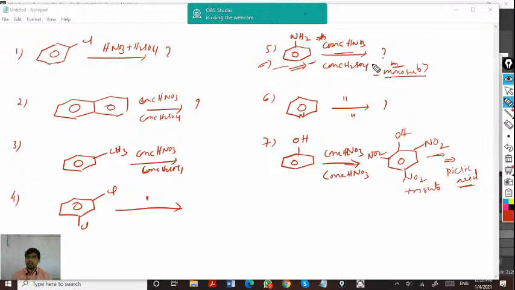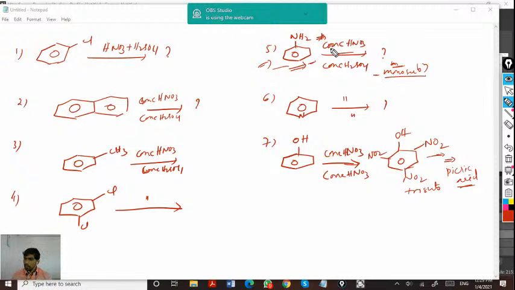So try to find out the answer. If not, we will discuss it tomorrow. Why tri substitution with phenol? Why not with aniline? And if at all mono substitution with aniline, it will be meta substitution. Why not ortho para?